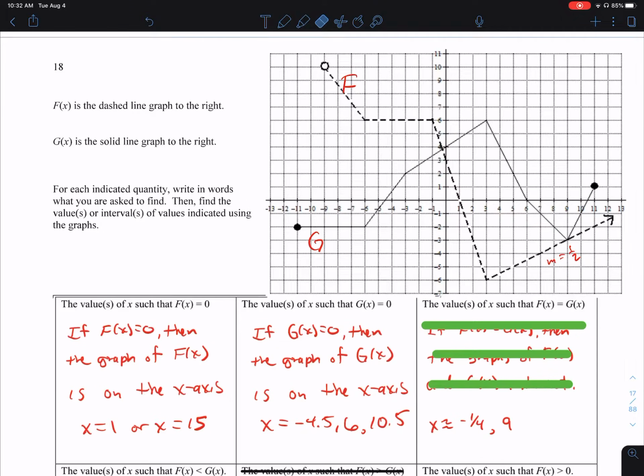The values of x such that f of x equals g of x, that's when these intersect each other. If f of x equals g of x, then the graphs of f and g of x intersect. They intersect here. It's definitely going to be an estimate. They intersect here. That one's not going to be an estimate. This one looks like it could be around -1/4. This one looks like it's going to be at 9.